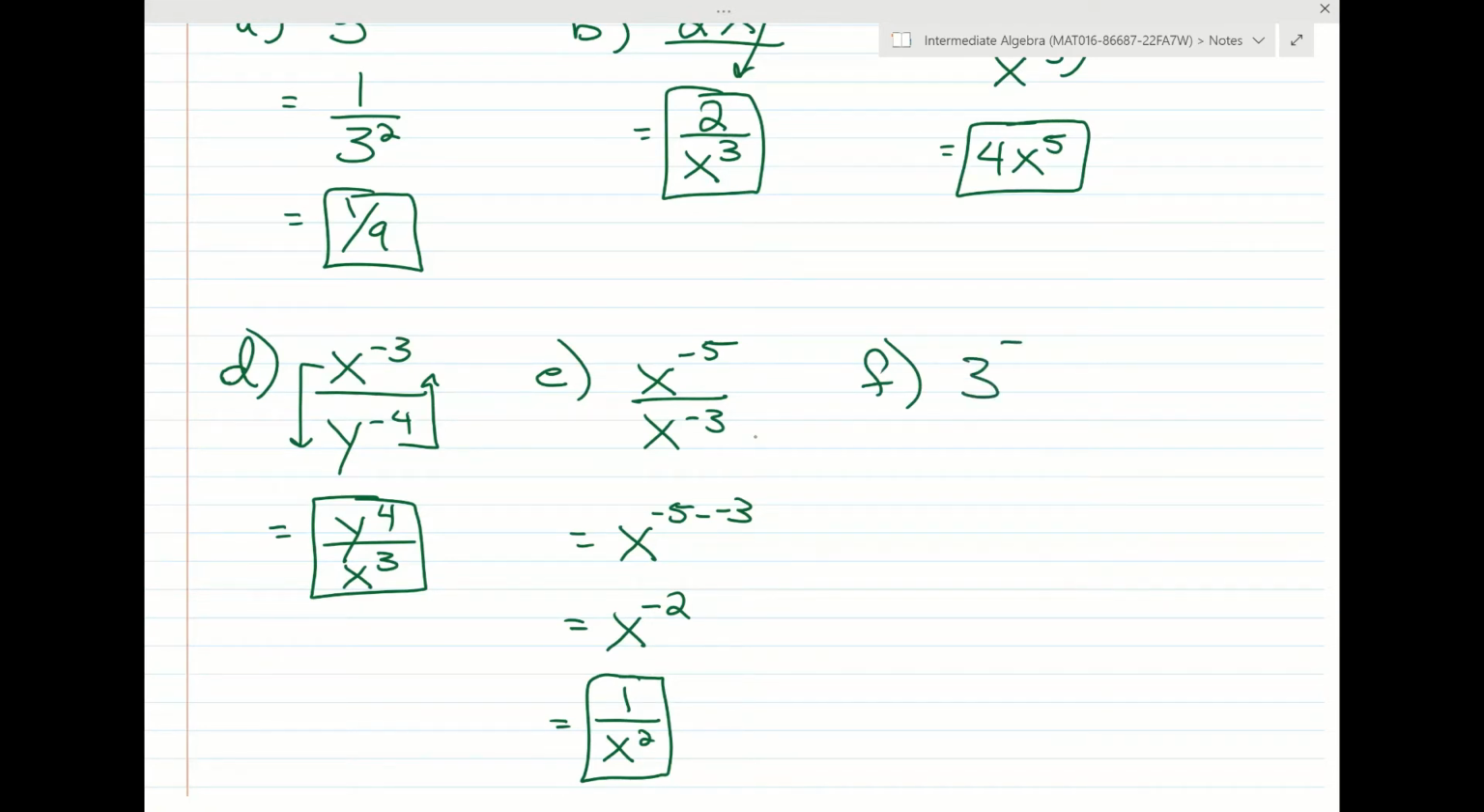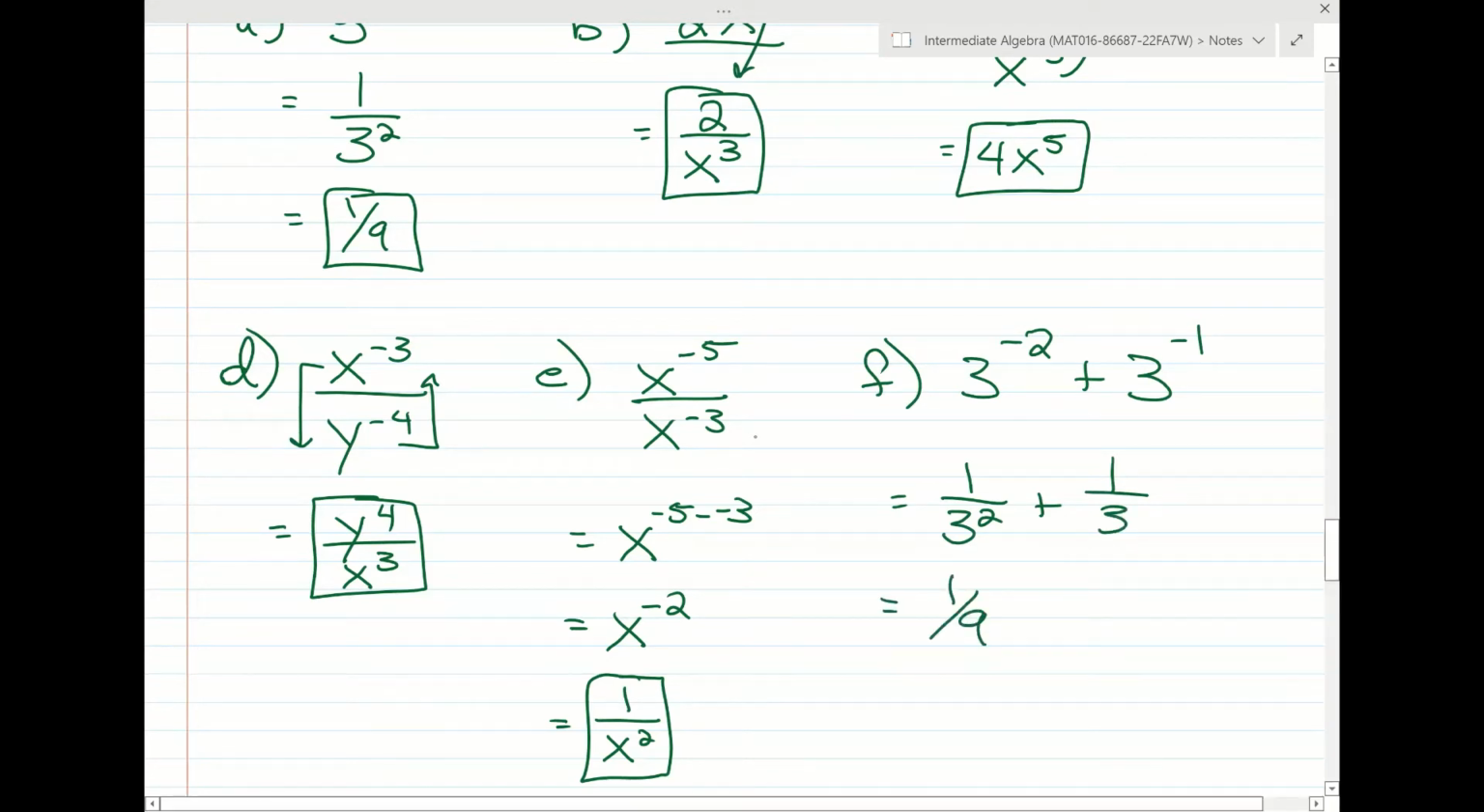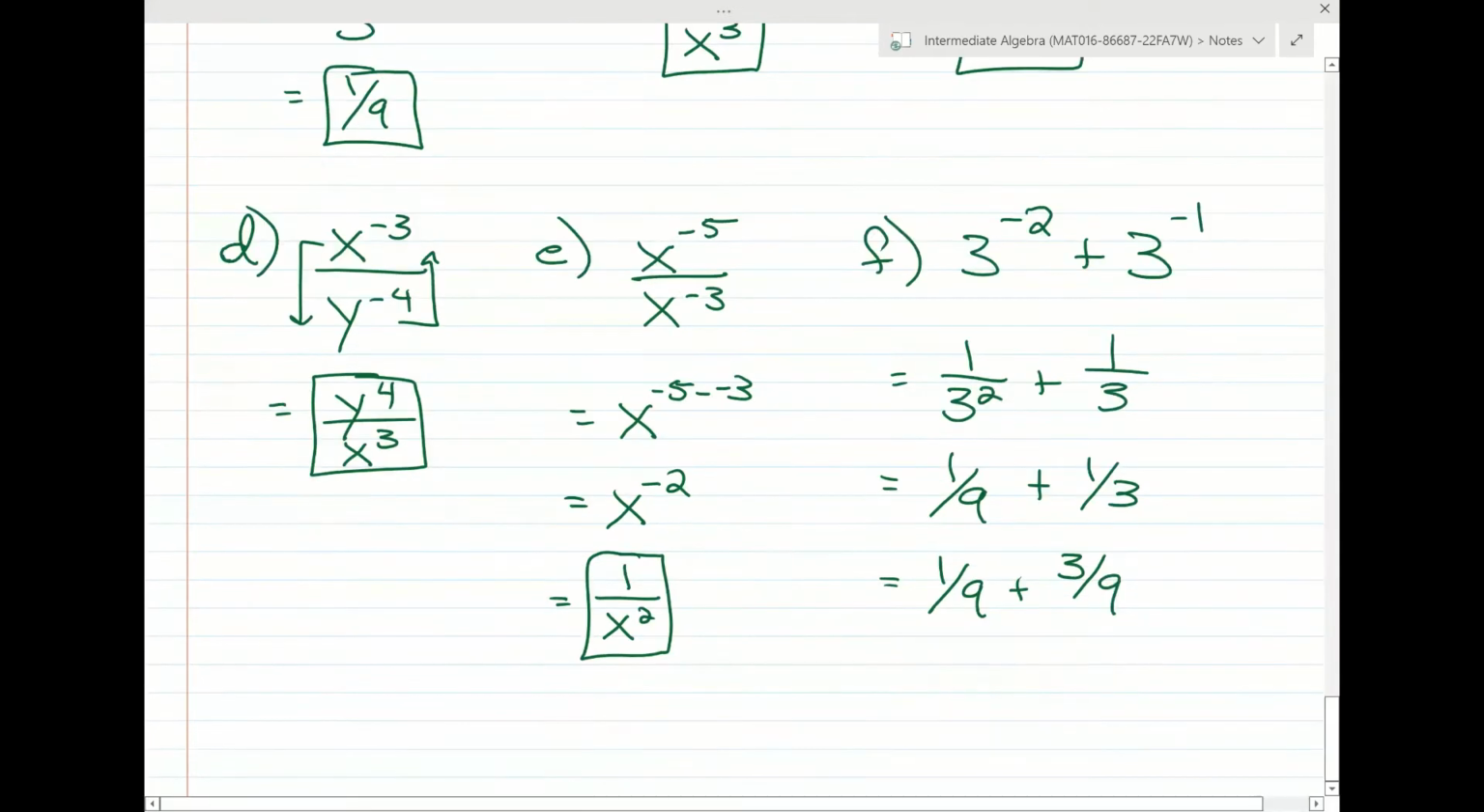What about 3 to the negative second plus 3 to the negative first? This is 1 over 3 squared plus 1 over 3. 1/9 plus 1/3. We need a common denominator. And the answer would just be 4/9.